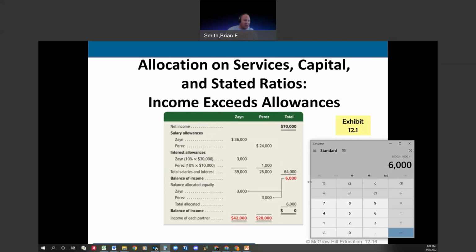That's where we get it down to here. So we've allocated so far 25,000 to Perez and 39,000 to Zane. The remaining we're going to split equally: 3,000 to Zane, 3,000 to Perez. At the end, 42,000 goes to Zane and 28,000 goes to Perez, just how the partnership agreement worked out.